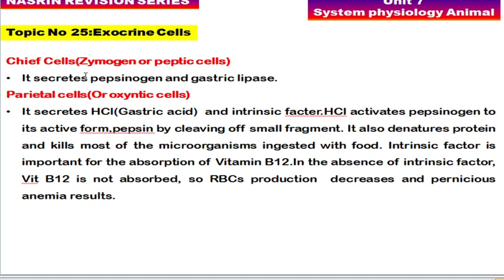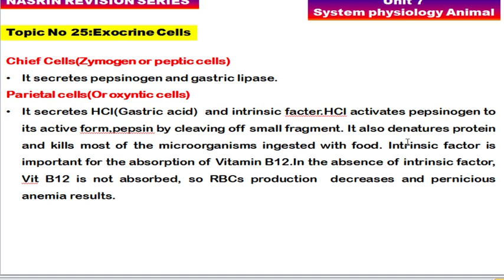The next two important exocrine cells include the chief cells, which are also called zymogen or peptic cells, which secrete compounds called pepsinogen and gastric lipase, whereas the parietal cells, which are also called oxyntic cells. One time CSIR has asked a question with respect to this type of cell. It secretes HCl, which is gastric acid, as well as intrinsic factor. The function of HCl is to activate pepsinogen to its active form, pepsin, by cleaving off a small fragment. HCl also denatures protein and kills off most of the microorganisms that have been ingested along with the food. Next is the intrinsic factor, which is important for the absorption of vitamin B12.